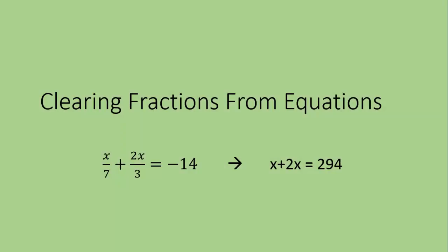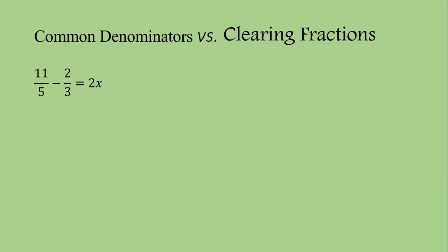Clearing fractions is a method for solving equations when there are fractions in the equation. So normally we look at an equation like this and we think, I could just change those to common denominators so I can combine the two fractions on the left side. And that's true, you can do it that way. But there's something different you could do with the common denominator that'll get rid of the fractions in the equation.